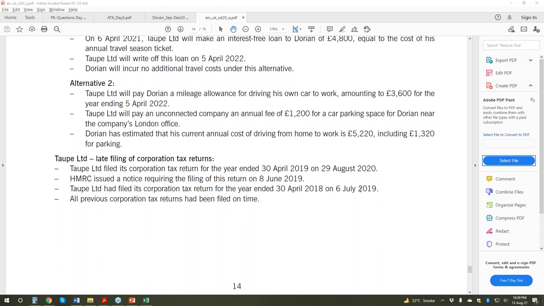However, because this is only the second late return, it will be 200 and it will not be replaced by 1000, because not all previous tax returns have been submitted late. If it had been the third late return, HMRC would have penalized them with £1,000. So it is not a persistent penalty. So always look, because the examiner tries to test persistent penalties as well, to see whether you know this concept or not. Even if it does not apply, you must mention that the persistent penalties are not applicable here to score full marks.